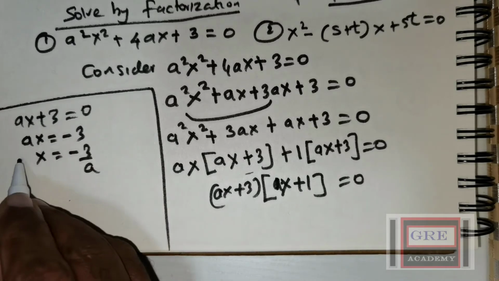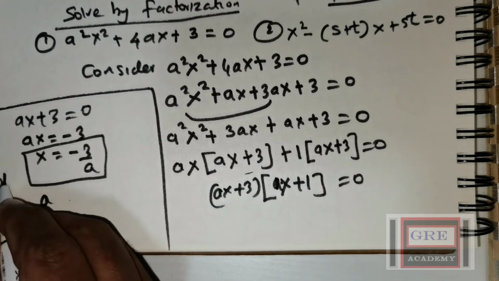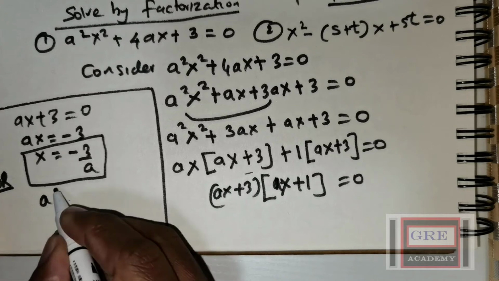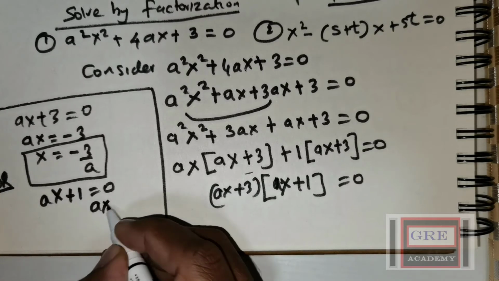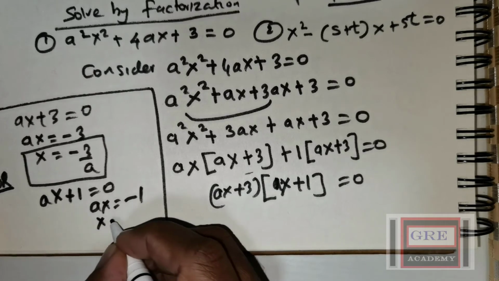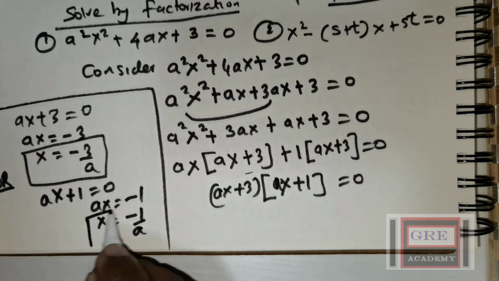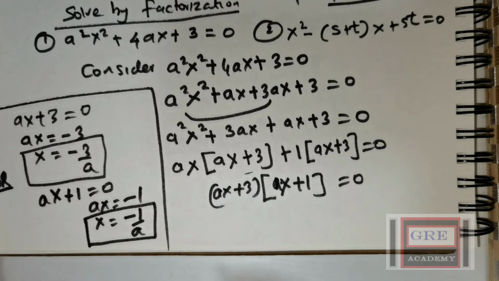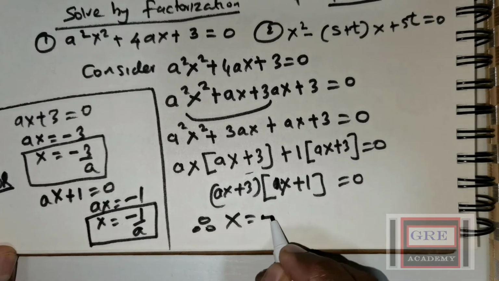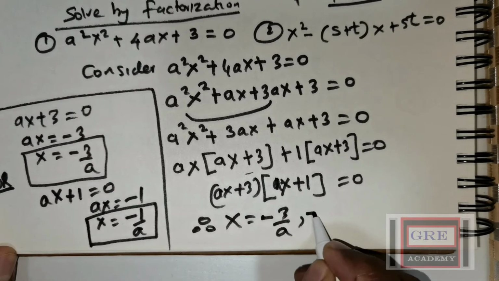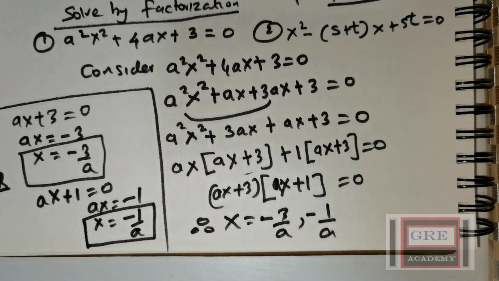This is one solution. Now for the next solution you have to write the word or. ax plus 1 is equal to 0. So from here ax is equal to negative 1, so x is equal to negative 1 divided by a. So this is another solution. So therefore x is equal to negative 3 over a, negative 1 over a. So this completes the solution for this question. Let's move on to the next question.